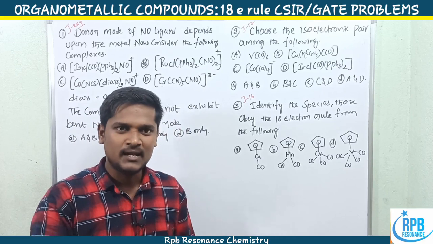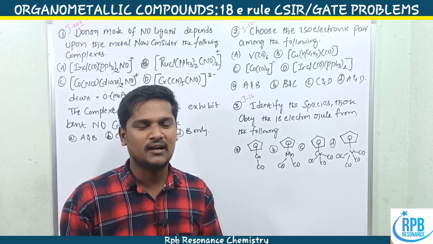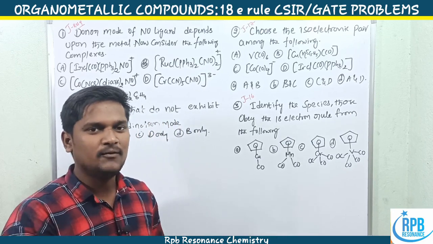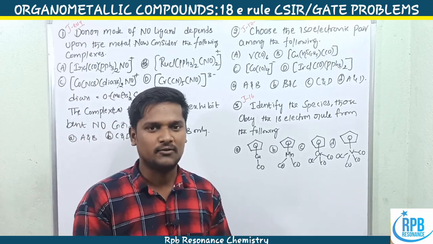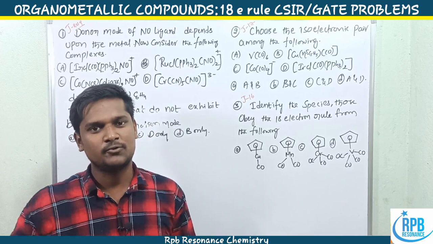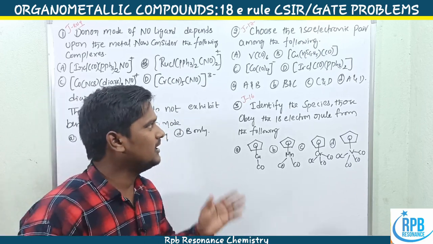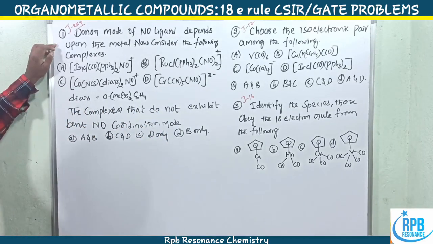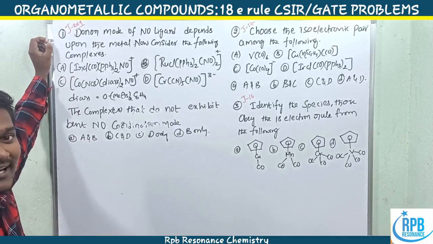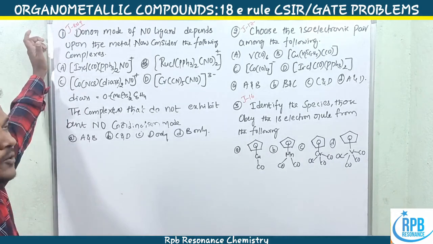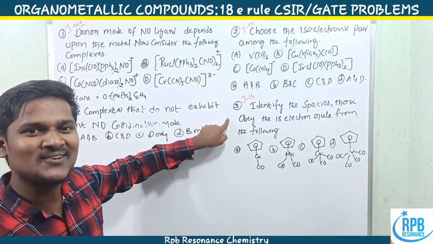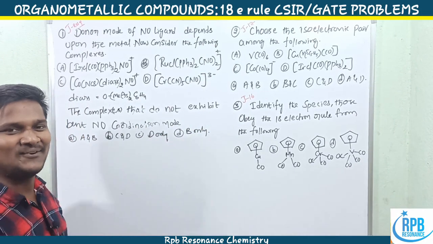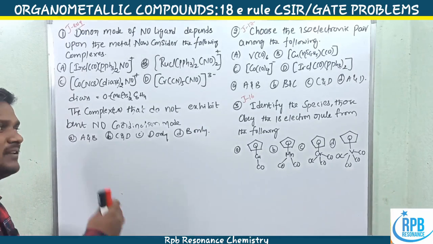Now I'll select some of the previous year CSIR and GATE questions and solve them one by one, from very recent years, 2019 to 2015, from recent years to past years. So now let's look at the board. This is the first question, given in June 2019, based only on the 18 electron rule. Then June 2017, June 2016. The June exams are very closely related to the 18 electron rule. Now I'll solve some of the problems.